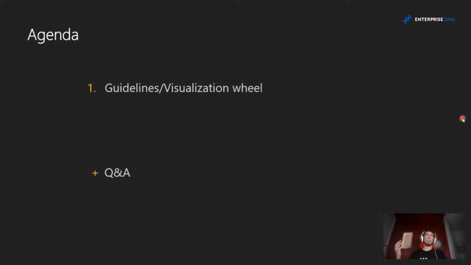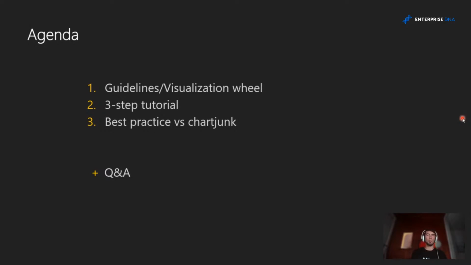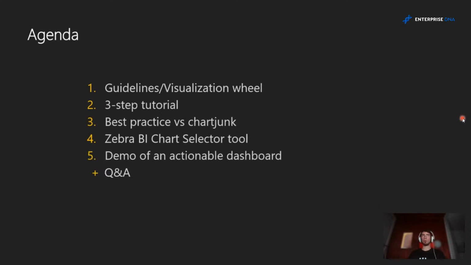So the agenda for today would be to go over the guidelines and see the visualization wheel on how to choose the correct chart. We'll go over a 3-step tutorial on the fundamental principles that we should ask ourselves before choosing the visualization type. We'll also see a comparison with best practice, and we'll also talk a bit about chart junk and how to avoid it. And we'll use the Zebra BI Chart Selector tool, which will help you in your choice of charts. Lastly, if we have time, we'll also show how we can quickly build an actionable dashboard using those particular charts.